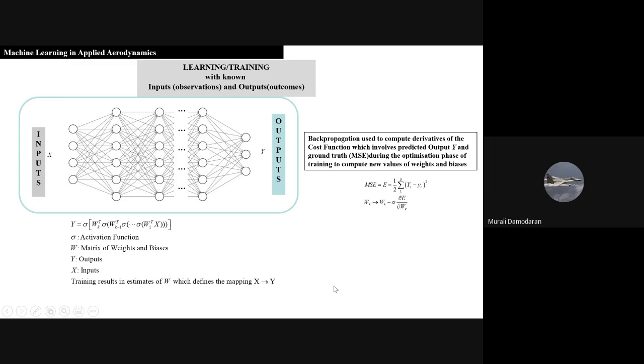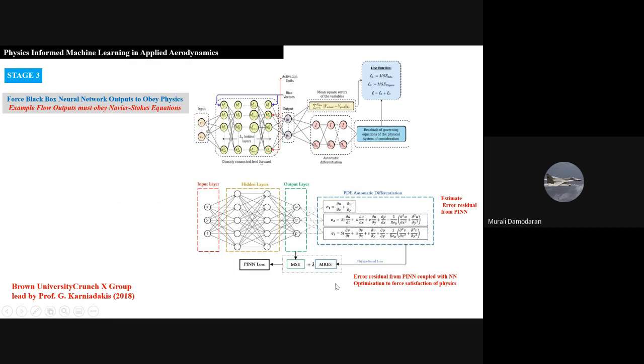The idea is not new; it has been there. It's just that, as a newcomer like myself, I need to learn a little bit. The thing that set me in motion into this area is the great work done by the Brown University CRUNCH group, led by Professor Karniadakis. One of their students, or research fellows, Dr. Raissi, developed this physics-informed neural network.